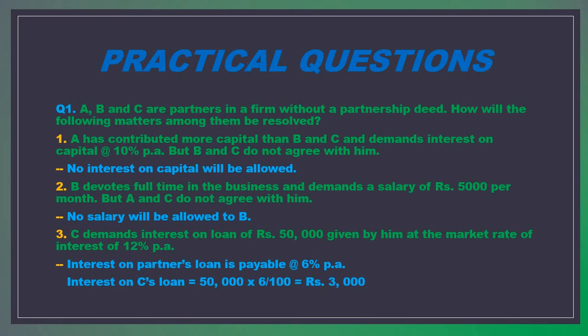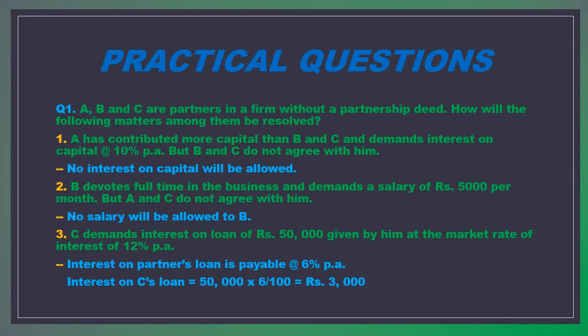B and C are correct over here, as there is no partnership deed, so according to the provisions of Indian Partnership Act 1932, no interest on capital is payable to any partner. So, no interest on capital will be allowed to A. Second, B devotes full time in the business and demands a salary of Rs 5,000 per month, but A and C do not agree with him. A and C are correct here, as there is no partnership deed. So, according to the provisions of Indian Partnership Act 1932, no salary is payable to any partner. So, no salary will be allowed to B.